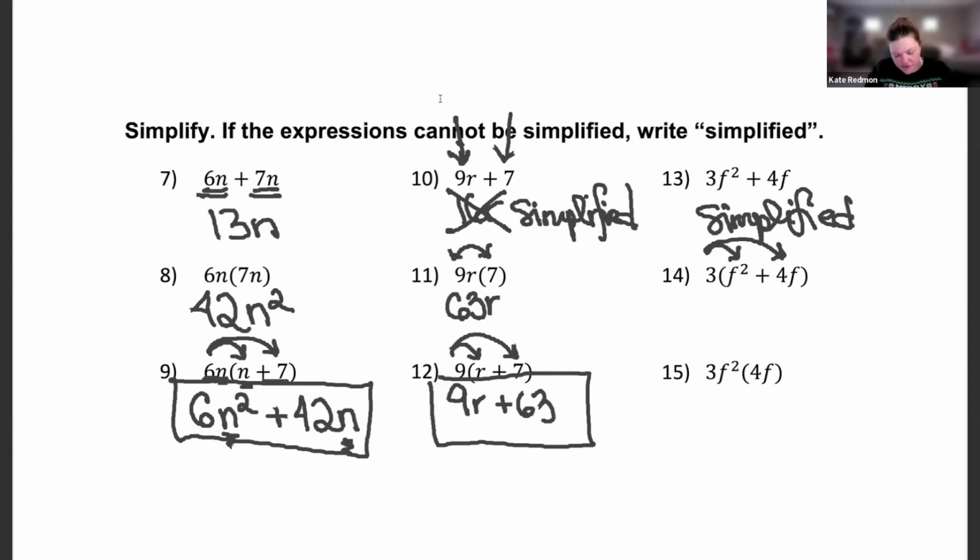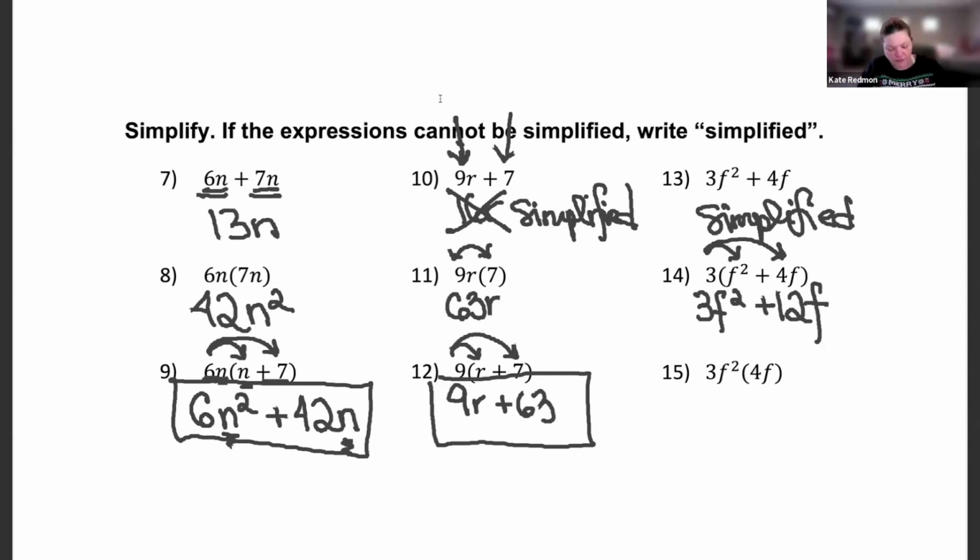So 3 times f squared is 3f squared, and 3 times positive 4f is positive 12f. And again, you're going to see, can't add, they're not like terms. I'm done. Number 15: 3f squared times 4f.